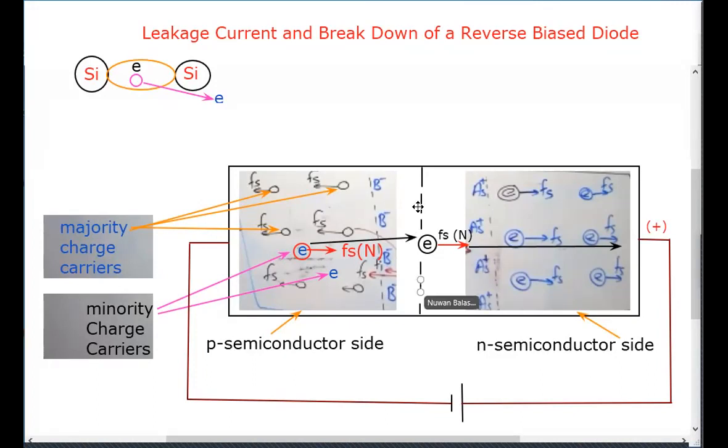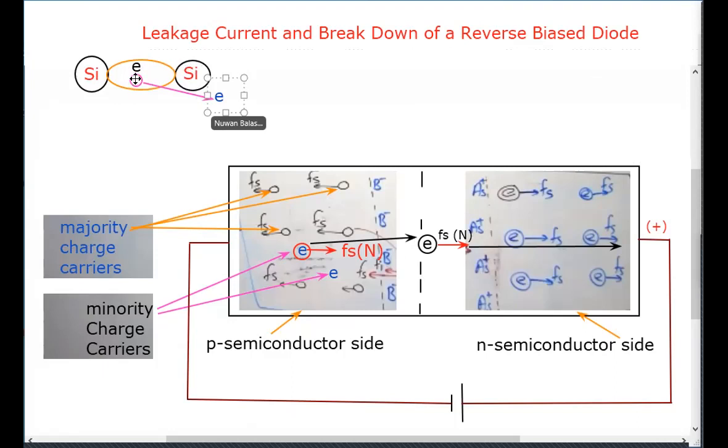Right. The other thing that I want to explain is, please wait. Please stop for a while. The other thing that I want to explain is, so you see this bond. When there's a covalent bond between any two silicon atoms, there is a possibility to break.